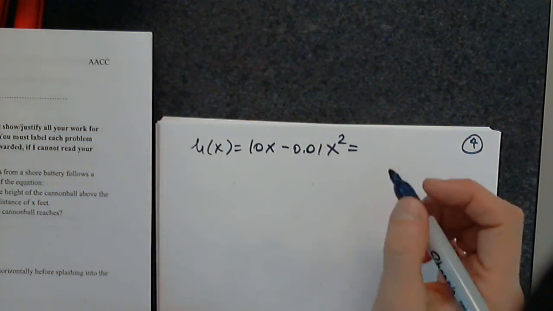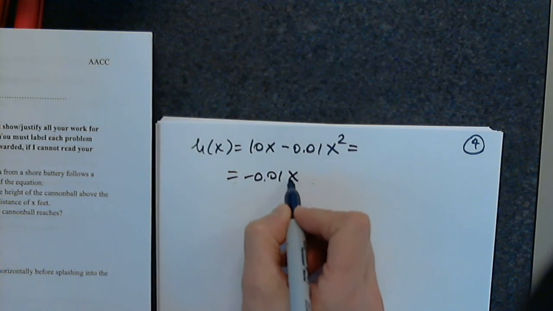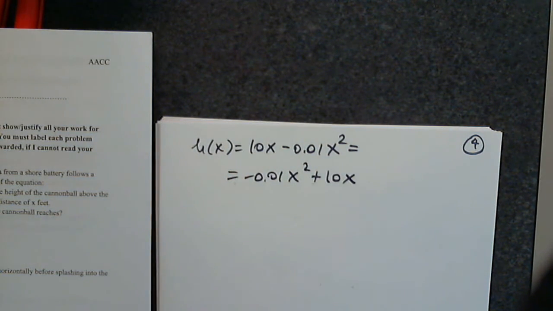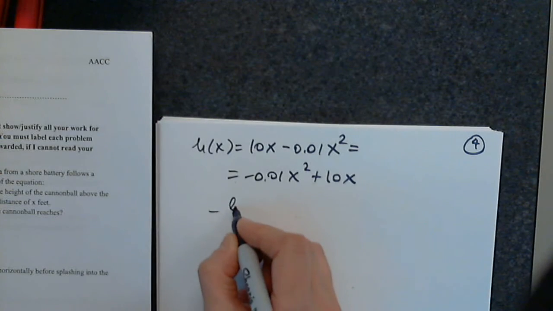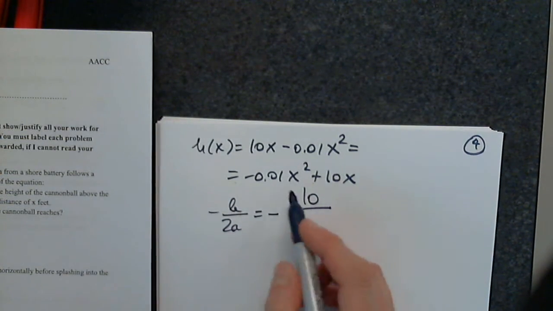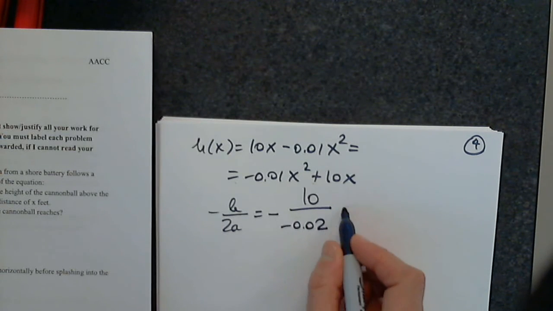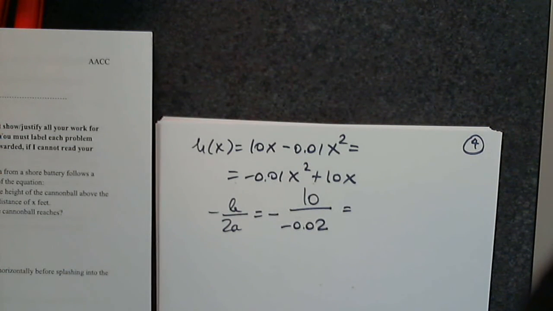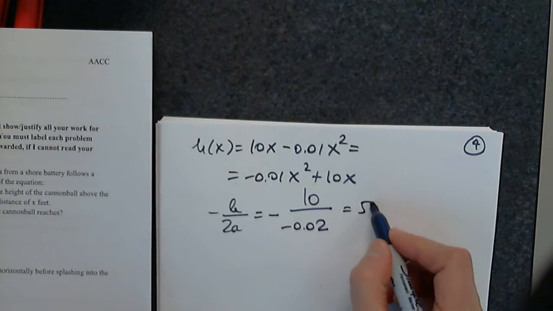So here's what I would do first, right? Negative 0.01 x squared plus 10x. First of all, mandatory: the quadratic function has to be presented in descending order. And then it says, what is the maximum height that the cannonball reaches? So I have to find the vertex. Negative b over 2 times a. That is multiplied by 100, so it's 1,000 divided by 2, so this is 500 feet.